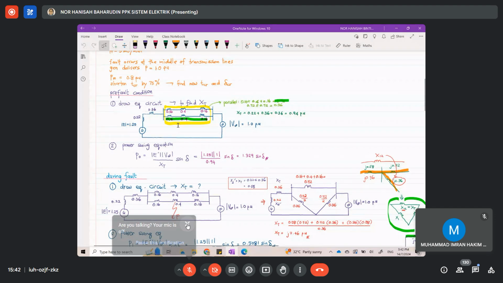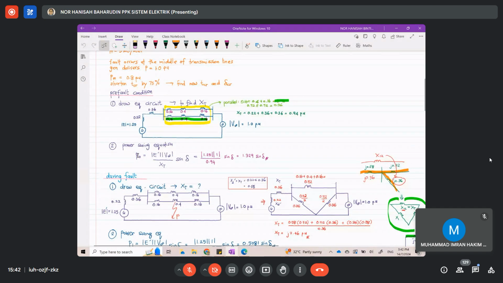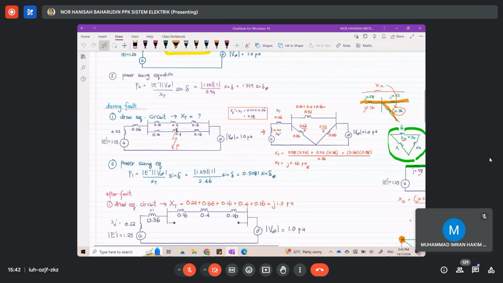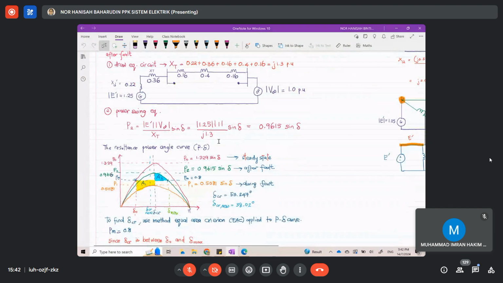So student, for this case, you know that the fault occurred at the middle of the transmission line. So for the pre-fault condition, find the X_T. Then you are going to get the power swing equation, the power angle equation during the fault. When the fault occurs here, you have to do the star-delta transformation to get the X_T prime. And then after the fault, the fault location will be open due to the circuit breaker. Okay, and the fault will be isolated, and you have only one transmission line to supply power from the generator to the infinite bus. And then you have the power angle curve, which is here.